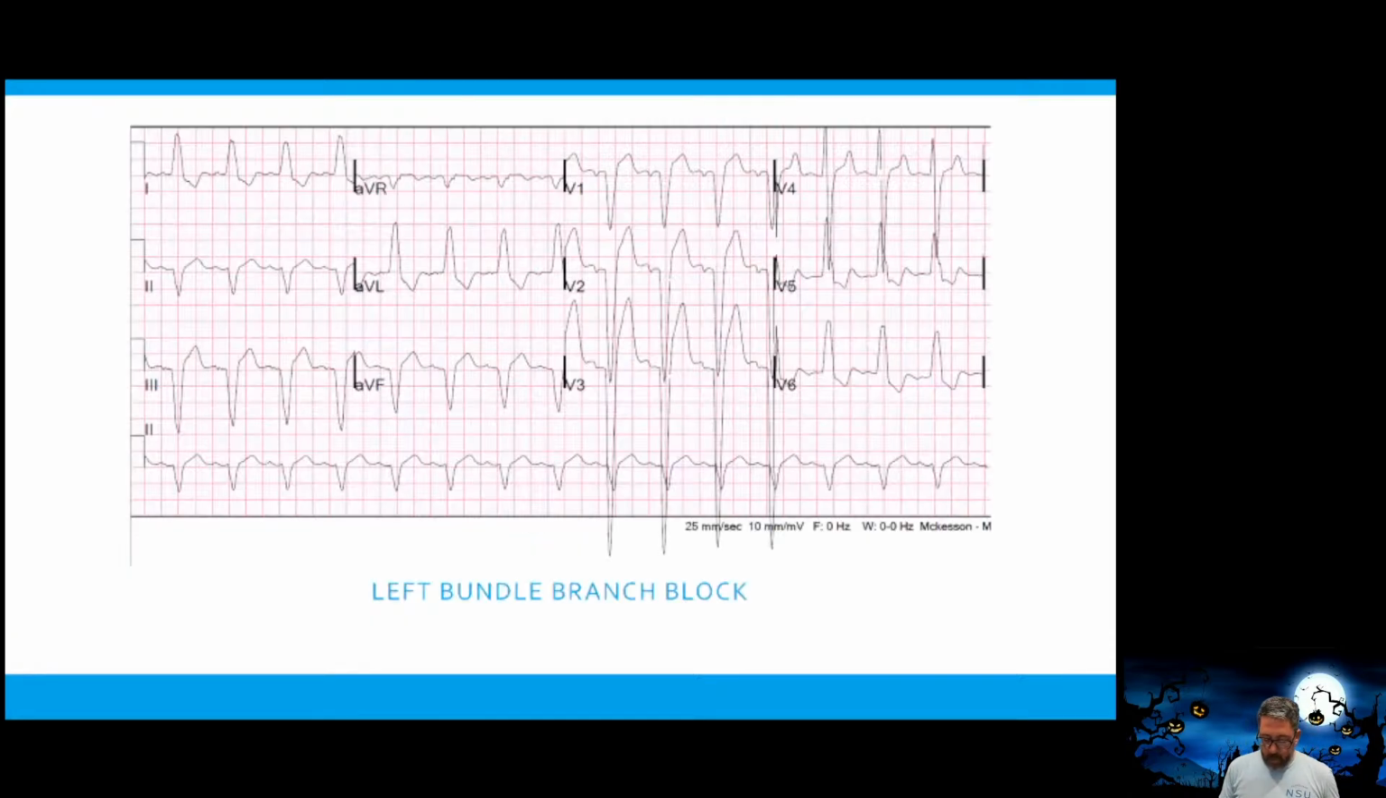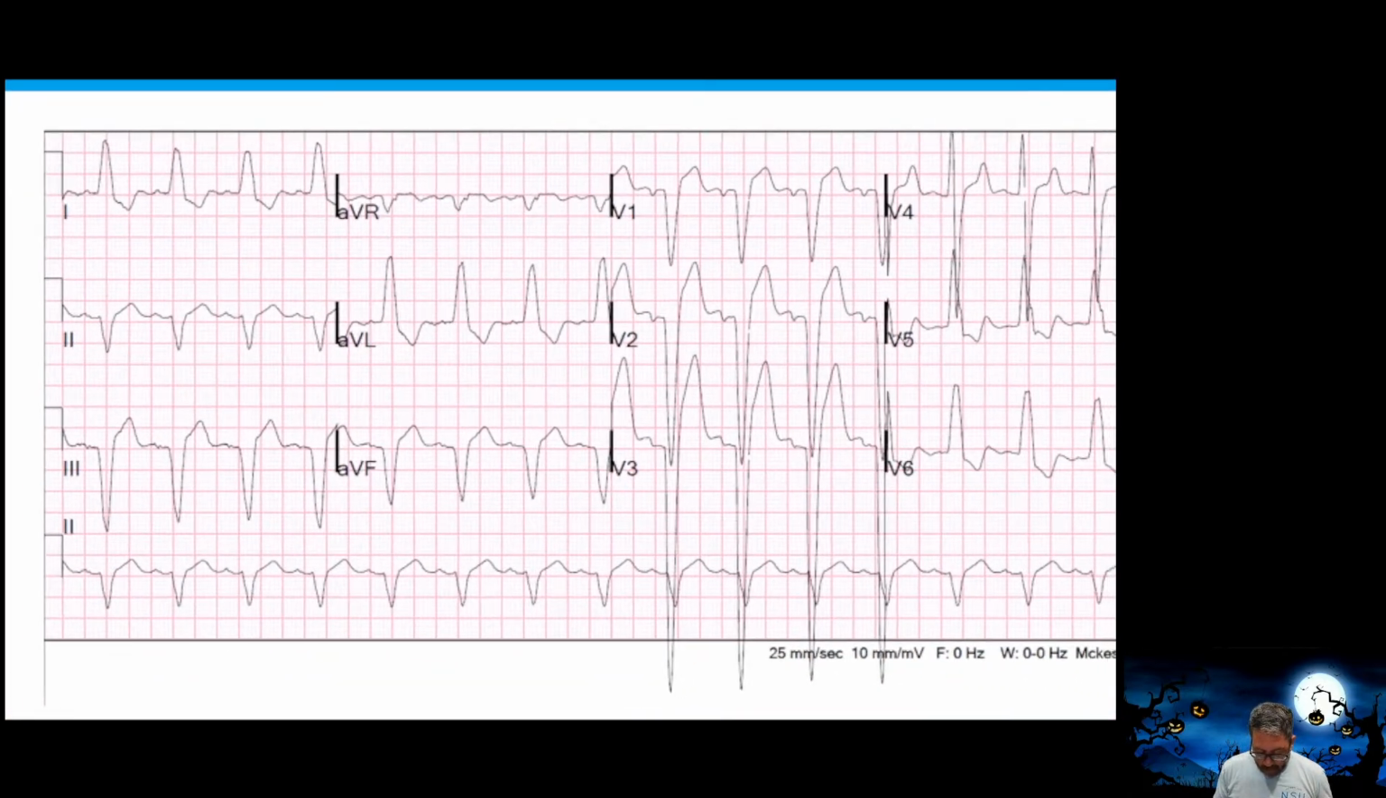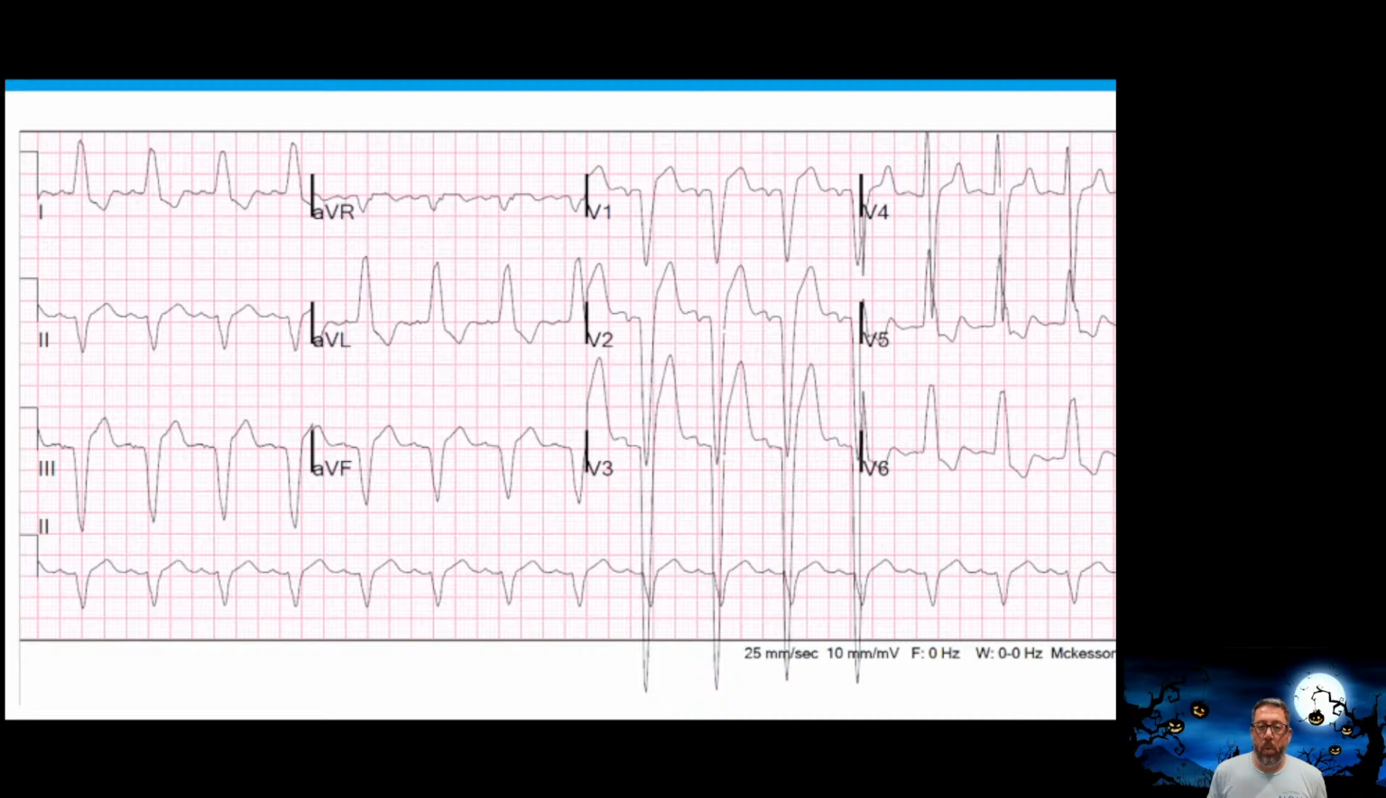Okay. Here is a 12-lead EKG. One of the things to notice about these bundle branch blocks is they have to have a wide QRS complex. They have to be wide because you have an interventricular conduction delay. Something is blocking the conduction, whether it's the left or the right, there's still a conduction problem. You're going to have a wide QRS.